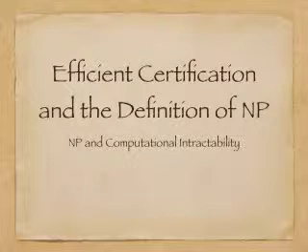Efficient certification and the definition of NP. Reducibility among problems was the first main ingredient in our study of computational intractability. The second ingredient is a characterization of the class of problems that we are dealing with. Combining these two ingredients together with a powerful theorem of Cook and Levin will yield some surprising consequences.